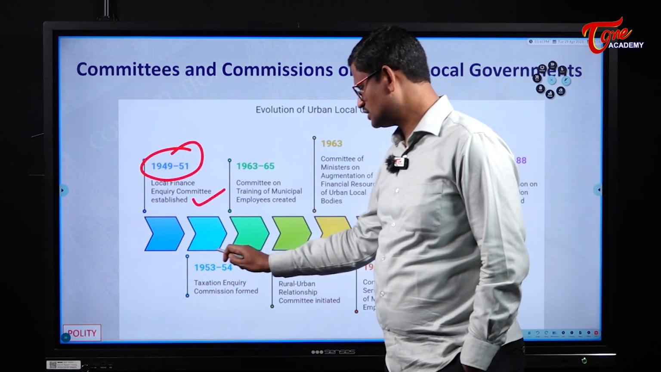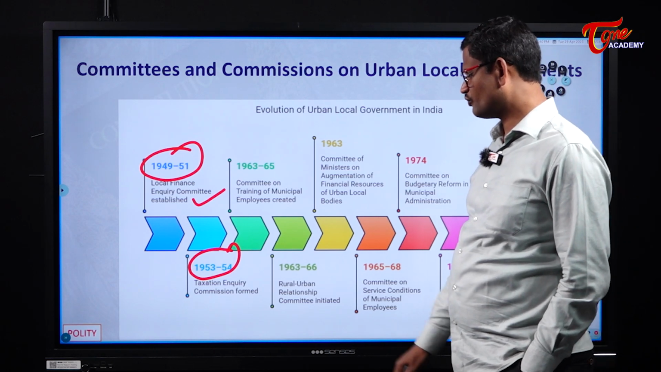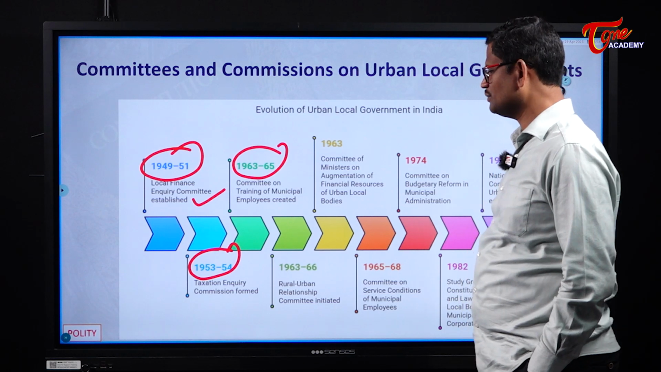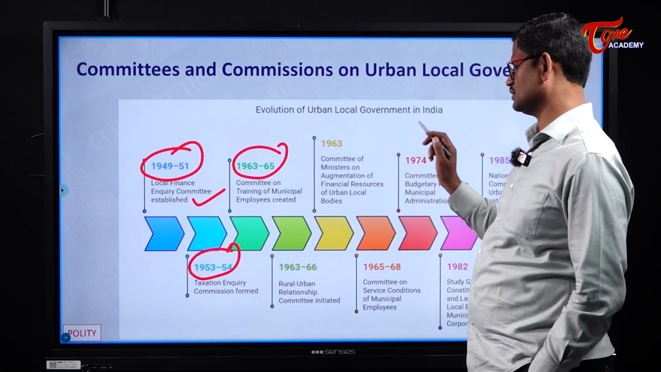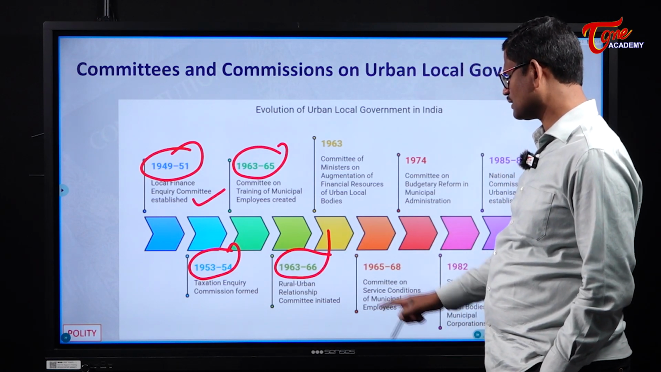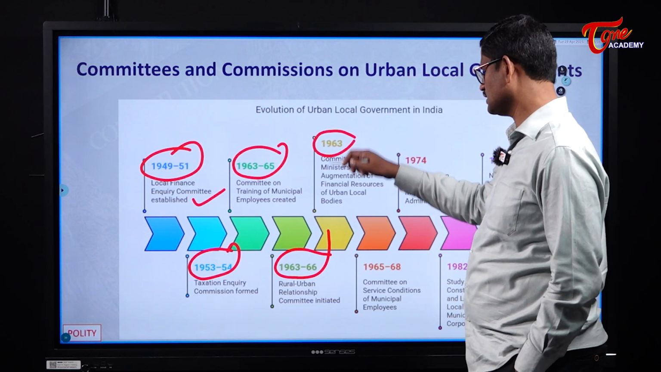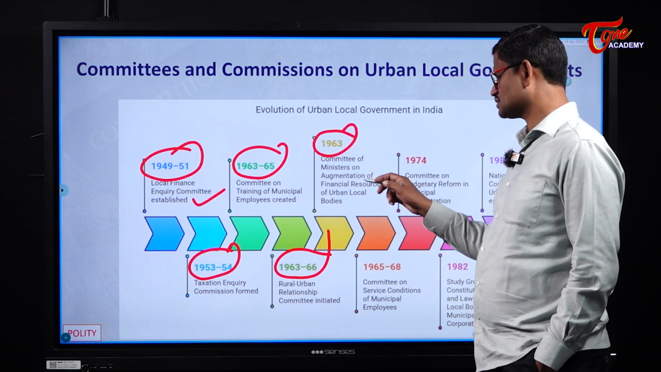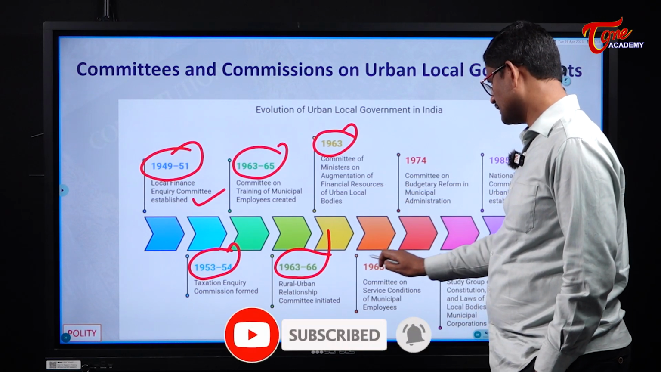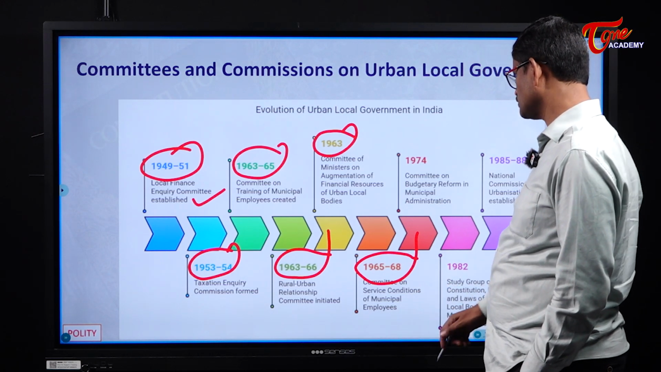Later on in 1953-54, there was one more committee, Taxation Enquiry Commission. Then in 1963-65, we had the Committee on Training of Municipal Employees. Then in 1963-66, we have Rural Urban Relationship Committee which was constituted. And again in 1963, we have the Committee of Ministers on Augmentation of Financial Resources of Urban Local Bodies. Then in 1965-68, there was one more committee on service conditions of municipal employees.